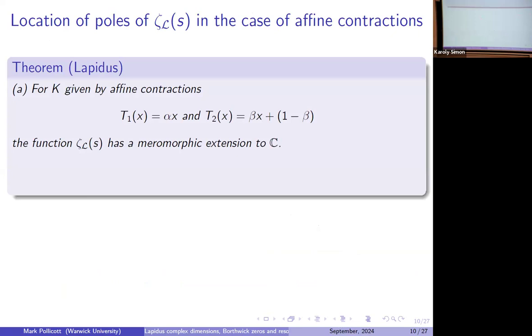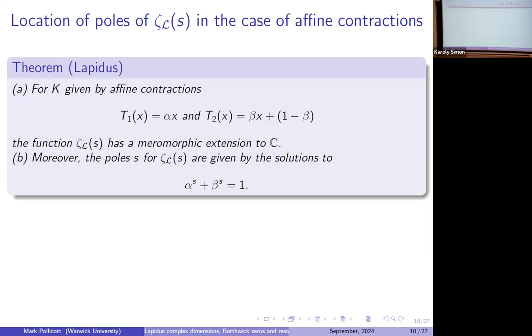And so basically, he's saying that you take these two contractions, you associate the Cantor set, define the zeta function, and then by this series construction, well, it converges somewhere, but in fact, it extends to the entire complex plane. And moreover, the poles have a very simple form. They're just solutions to this identity.